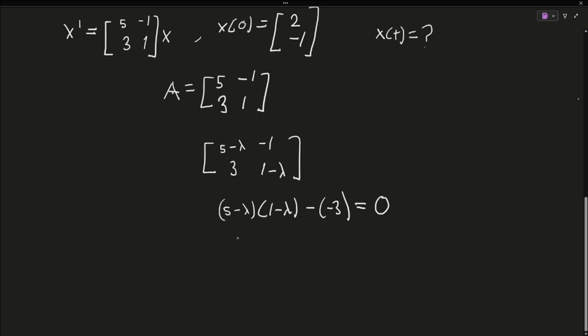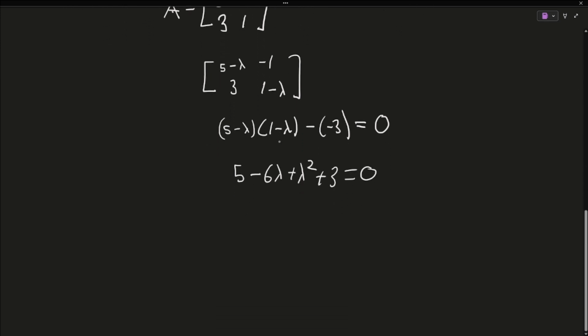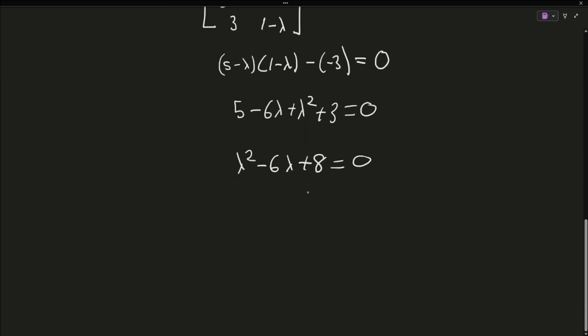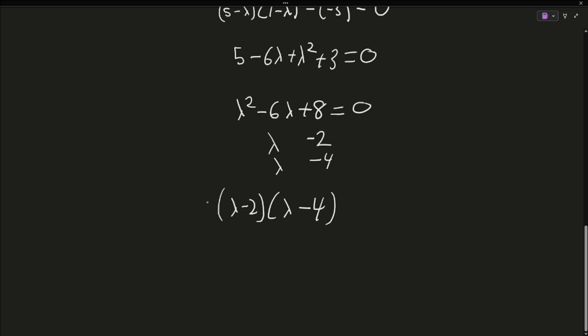I'm going to distribute this multiplication: 5 times negative lambda, and we're going to have a negative lambda from there, so we're going to have negative 6 lambda plus lambda squared plus 3 equals 0. Therefore, we're going to have lambda squared minus 6 lambda plus 8 equals 0. Now you can notice that we can factor this as lambda minus 2 and lambda plus 4. So let's go ahead and do that: lambda minus 2 and lambda plus 4. If you're not sure, just distribute this in your head. Try to do the small distribution.